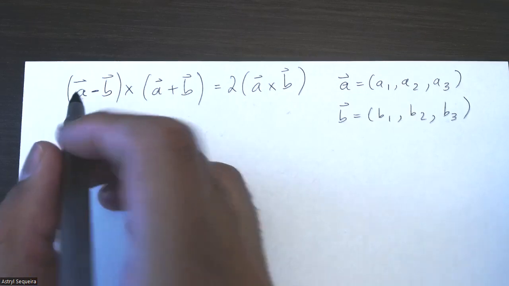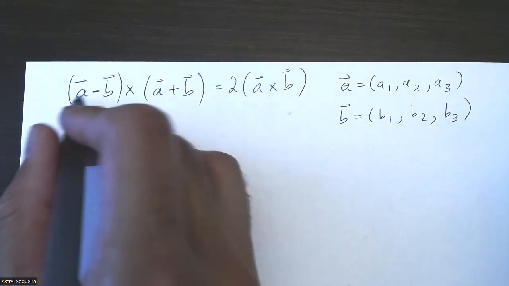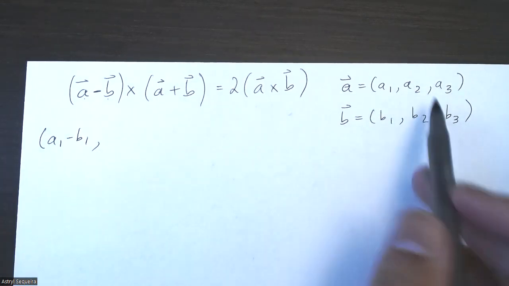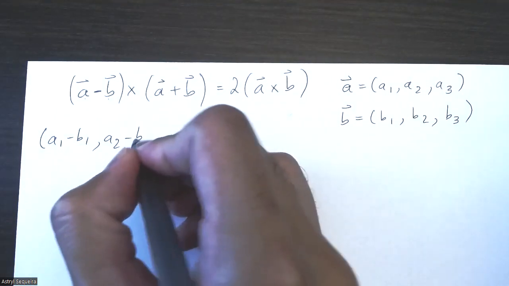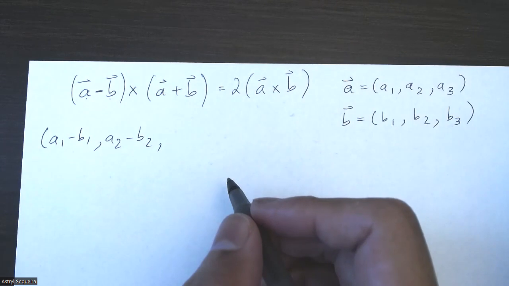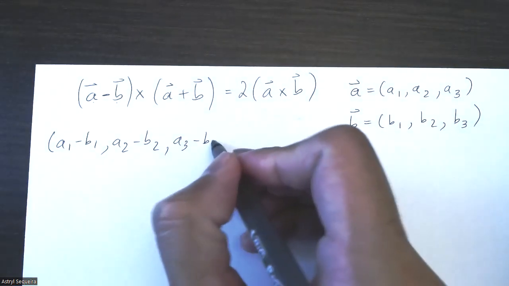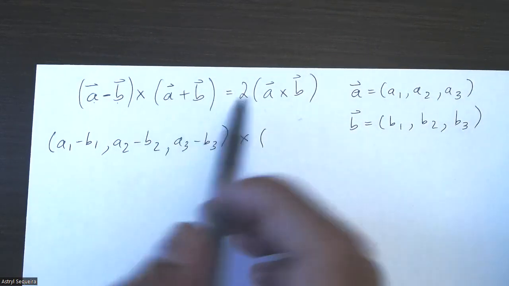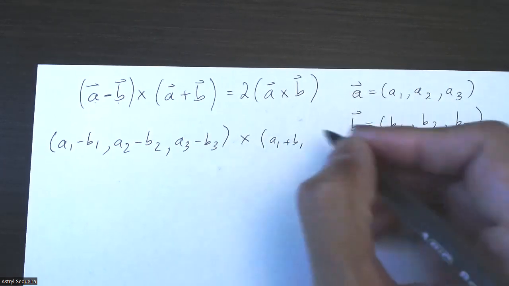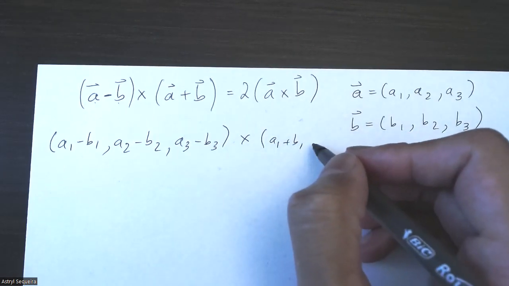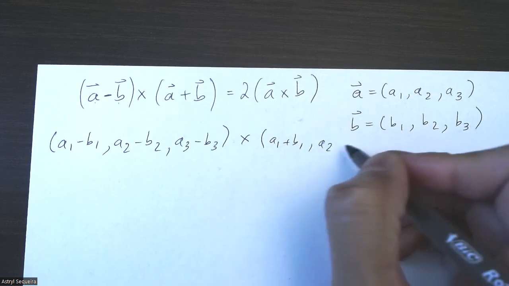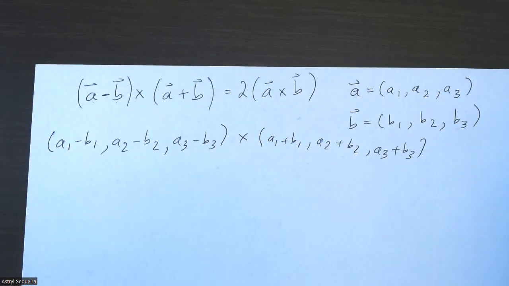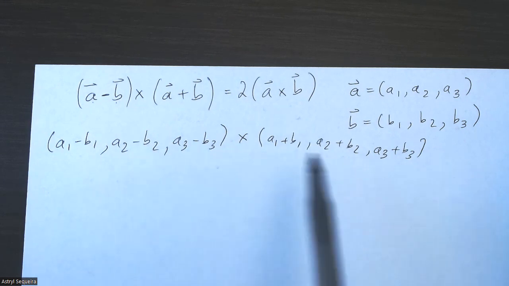So my X component is going to be A1 minus B1, because I have A minus B here. My Y component is going to be A2 minus B2. My Z component is going to be A3 minus B3. Then I'm cross multiplying this with the addition vector here. So my X component is just A1 plus B1, my Y component is A2 plus B2, and my Z component is A3 plus B3. So I want to cross multiply these two vectors over here.